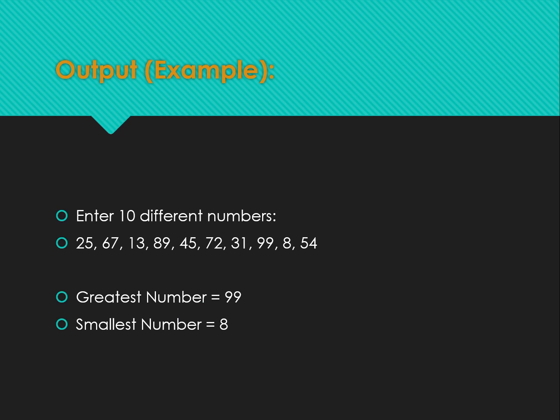Let's look at a sample output. Suppose the user enters the following 10 numbers: 25, 67, 13, 89, 45, 72, 31, 99, 8, and 54. The program will compare all the values and identify that the greatest number is 99 and the smallest number is 8. This confirms that the logic works as expected.